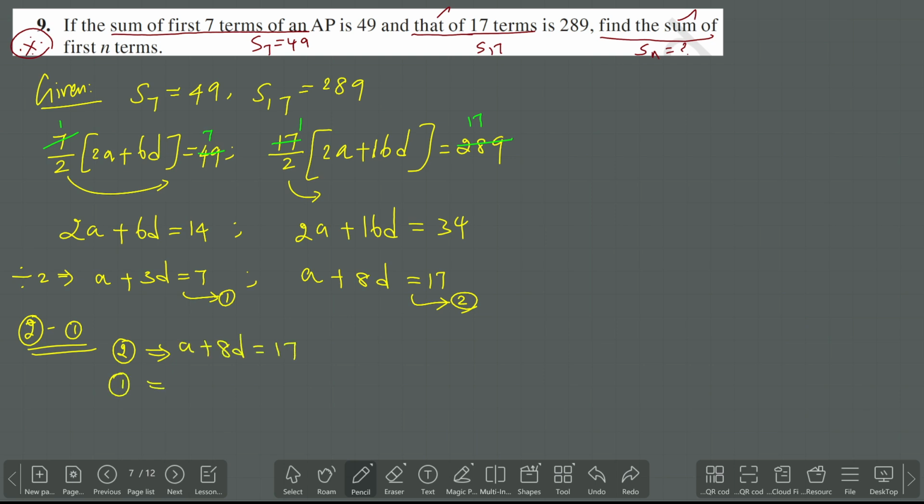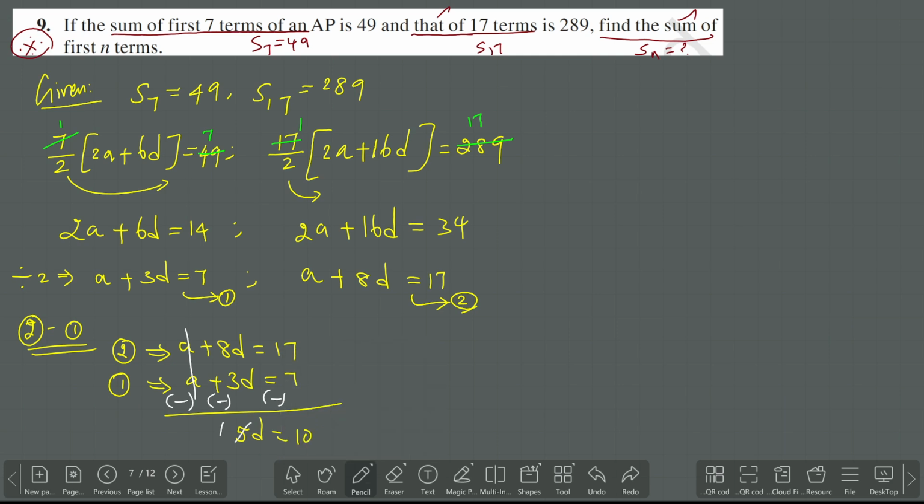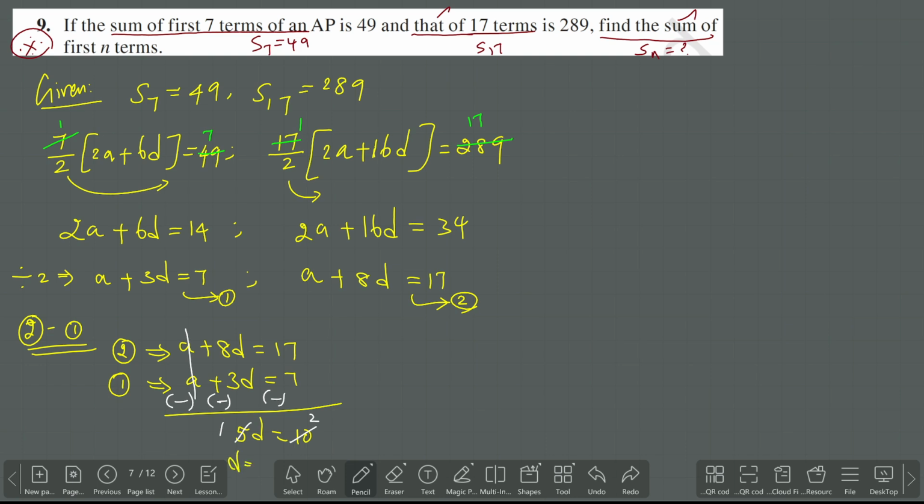1 implies a plus 3 times d is equal to 7. When I change to the opposite sign, plus in the sense minus, minus in the sense plus. All the things are positive. So plus a minus a cancel. What am I getting in the remaining? 5d equals 10. 1d, how many d? 1d, how many? 2. Then d equals what am I getting? d equals 2. 2 is the d value.